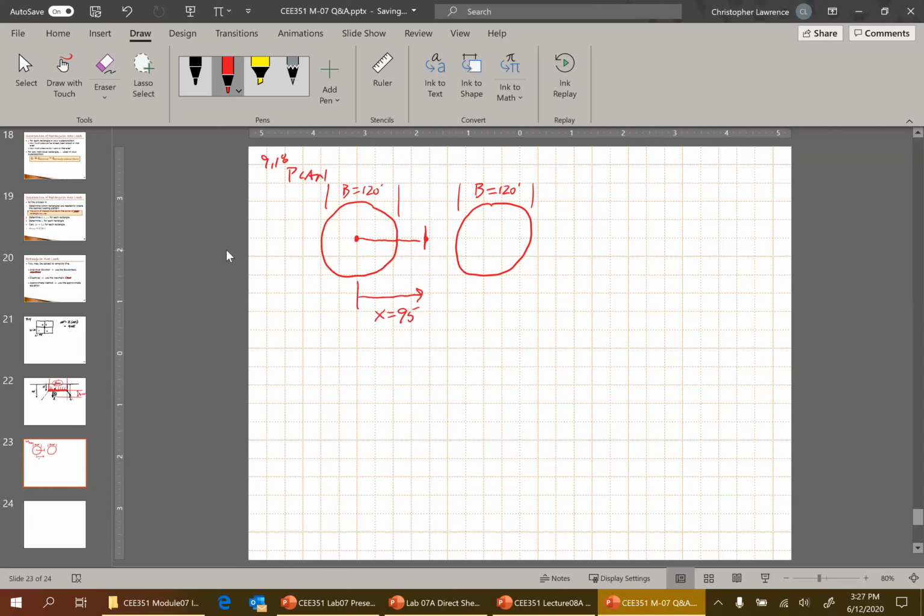Well, so is the other one. A radius of 60 plus another 35. So that x is also 95 feet. So they both have the same b, they both have the same x, they both have the same z. Well, you can just do one of them and multiply it by 2.